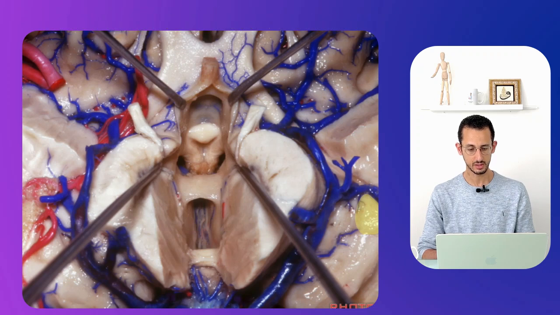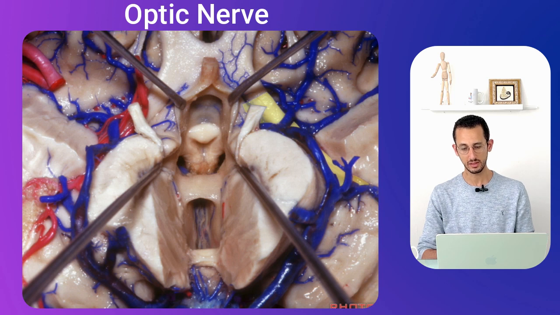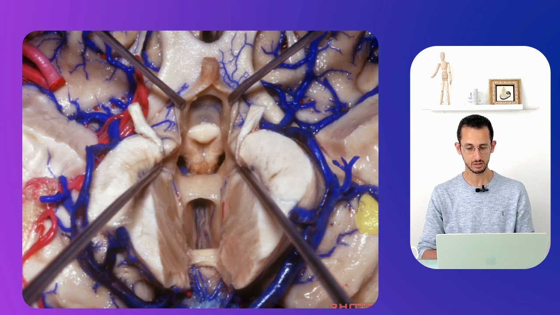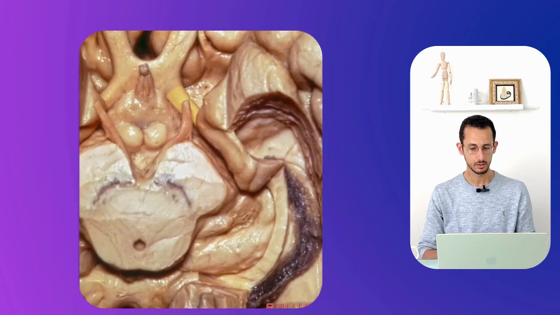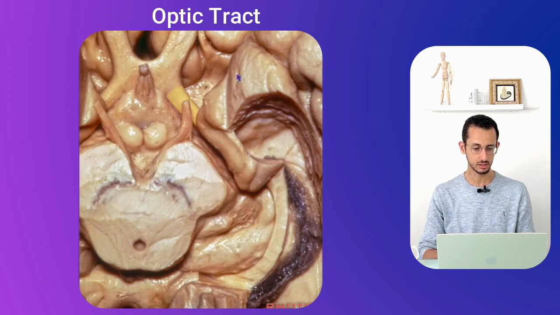So that's the optic nerve going all the way posteriorly to end into the lateral geniculate nucleus. And that's superior to the uncus and the basal vein of Rosenthal. Here you can see the optic tract, which courses, again, superior to the uncus. You can see the uncus here, and medial to the temporal horn.